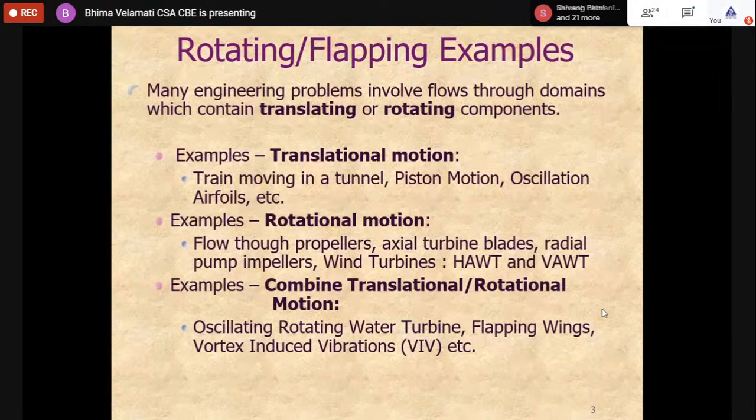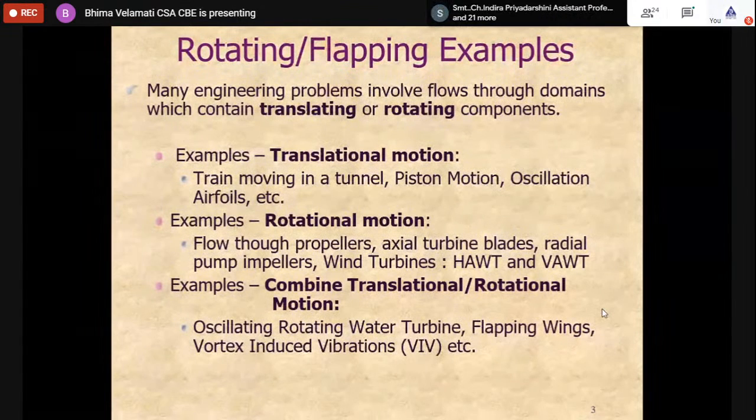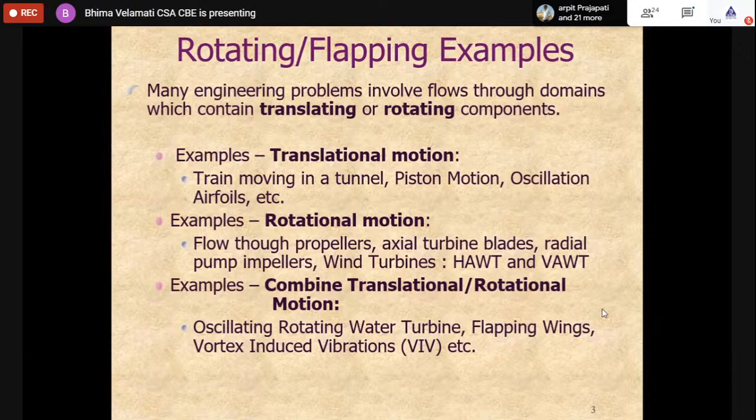Examples for rotating motion are very standard: propellers, turbine blades, pump impellers. Then you have wind turbines, horizontal axis wind turbines and vertical axis wind turbines; we'll go into that later. Then you have combined translating and rotating motion. One of the most studied examples for this is flapping wings.